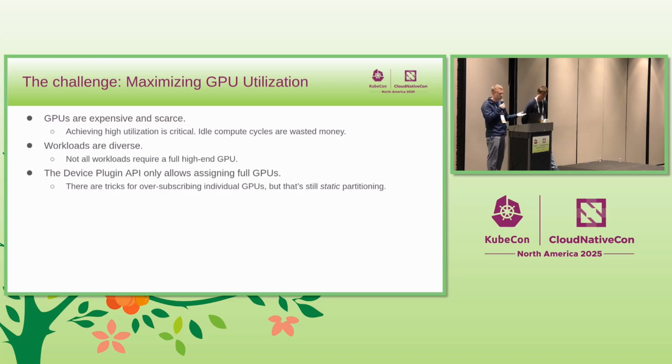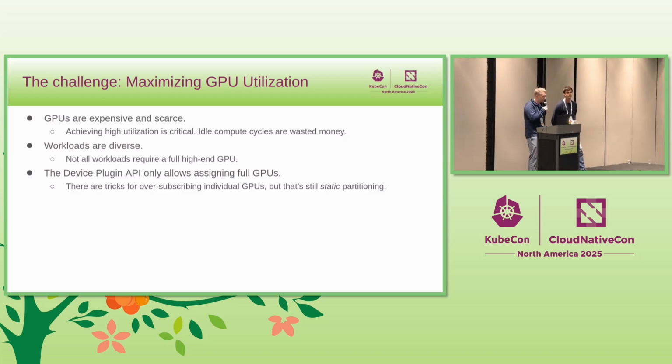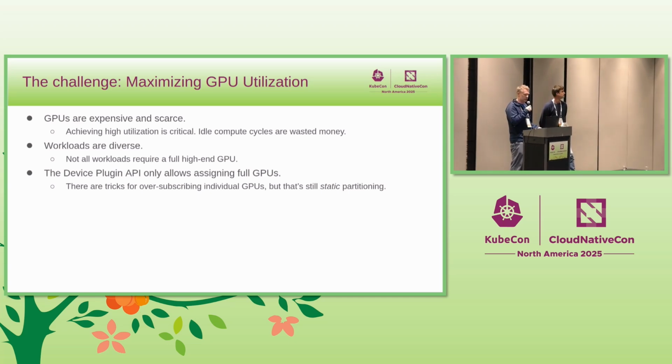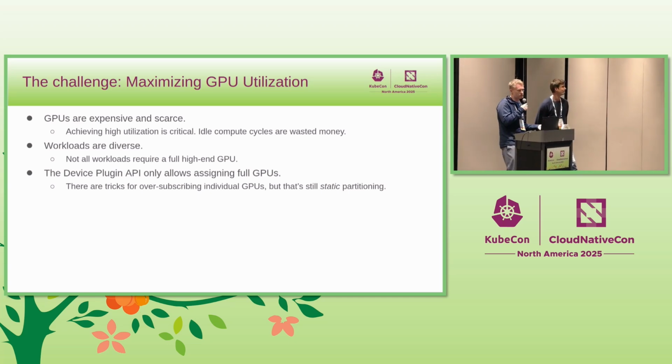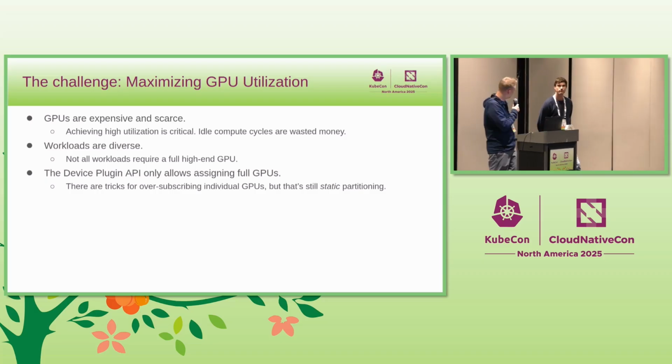The device plugin API that has been used for a while only allows assigning full GPUs, which means that being able to assign partitions or fractions of the device is difficult. There are tricks to do this, but it still requires a static partitioning of the GPU, which makes it far less useful.